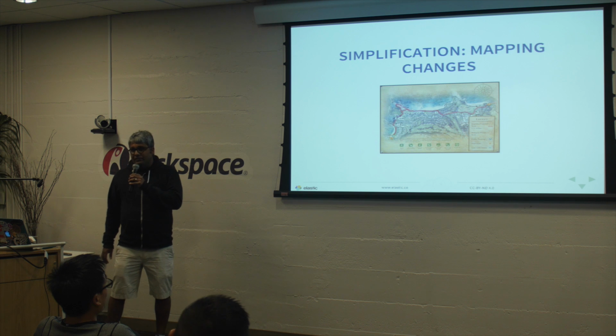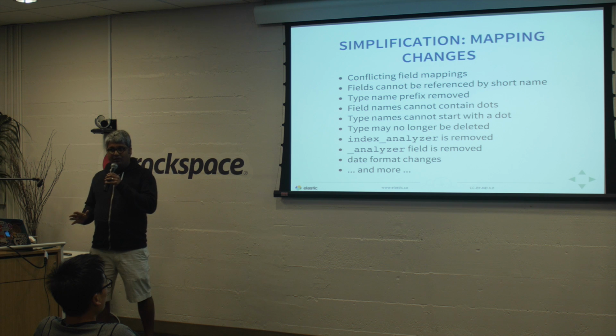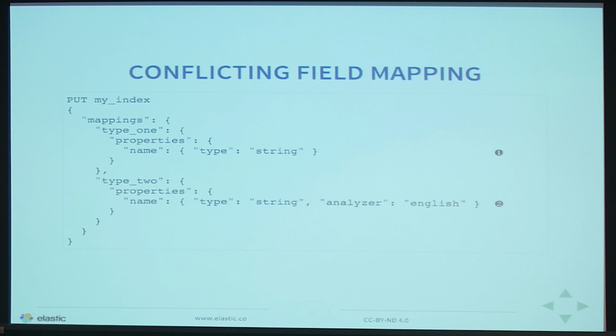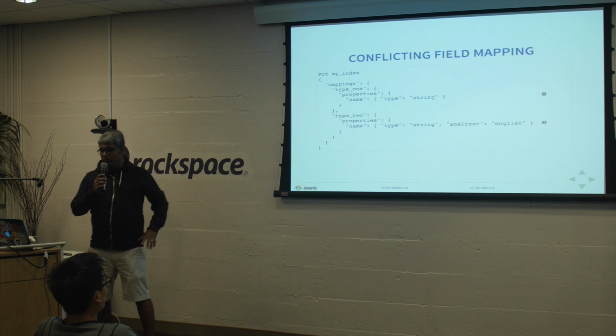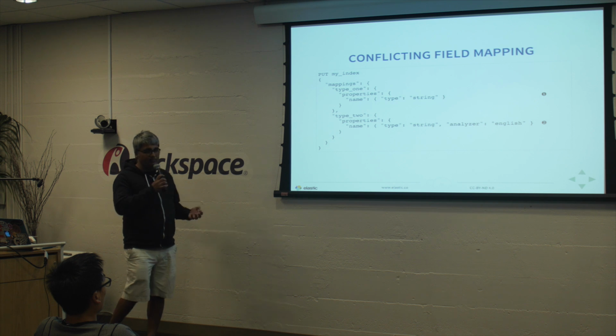A lot of the simplifications were around mapping changes. There are a lot of mapping changes. I won't cover all of them, but I'll cover some of the important ones. So in 1.x, if you specified a mapping like this, Elasticsearch would happily accept it. The problem with this is you have two fields that are both called name, and they're both part of different types, and they have slightly different definitions, right? So in 1.0, this would be okay, but this is a problem. This doesn't quite work as you might expect at query time.